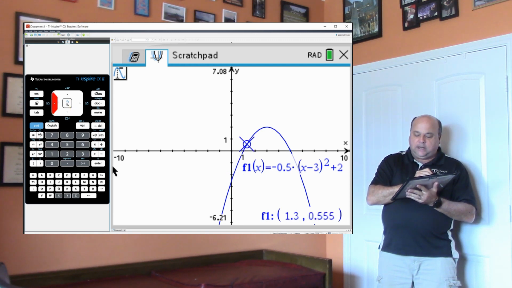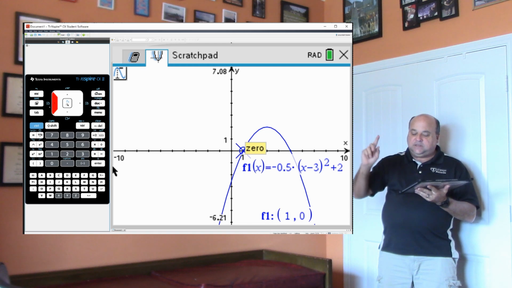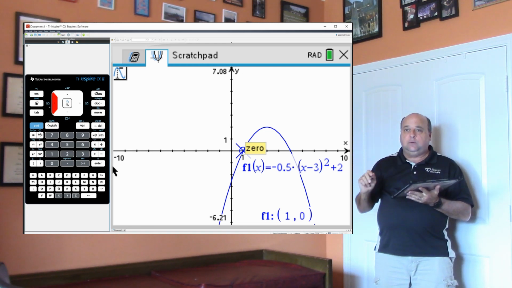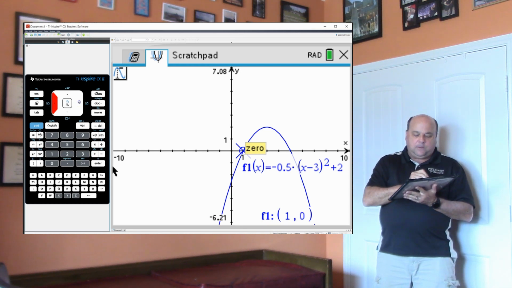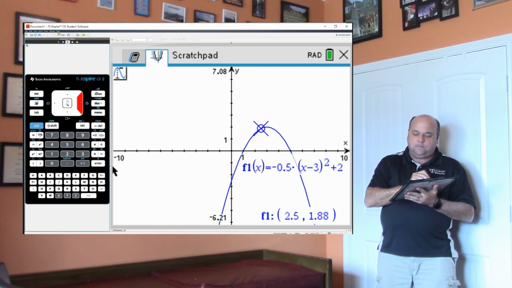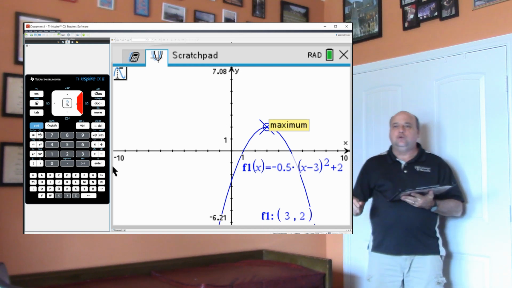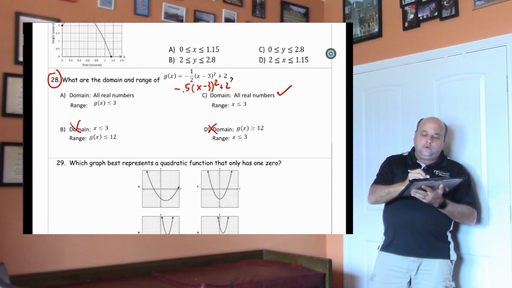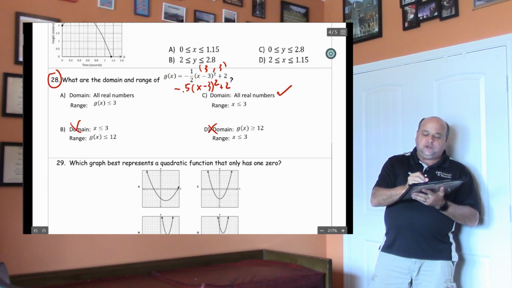Also, watch this. The zero is 1. Did you notice that? When you trace, you can get your zeros, and it will say zero. Then I'm going to keep hitting the right arrow button until I get to the top, and it's going to say maximum. Right here, 3, 2. So my vertex is at 3, 2. Later on, you'll learn that 3, 2 is your vertex. So let's write 3, 2 down and draw this graph.